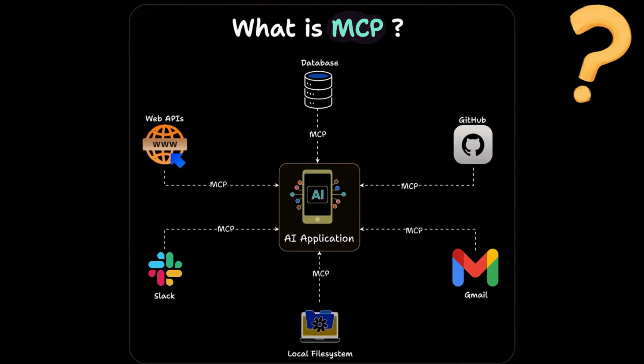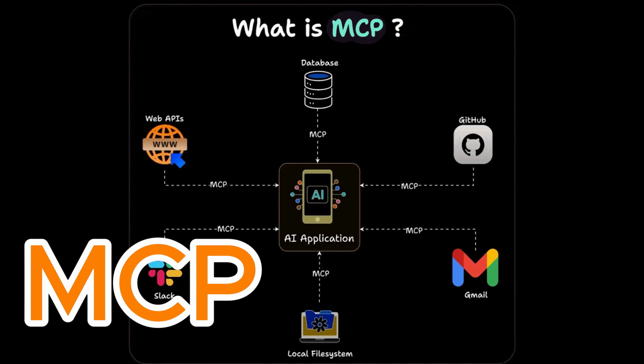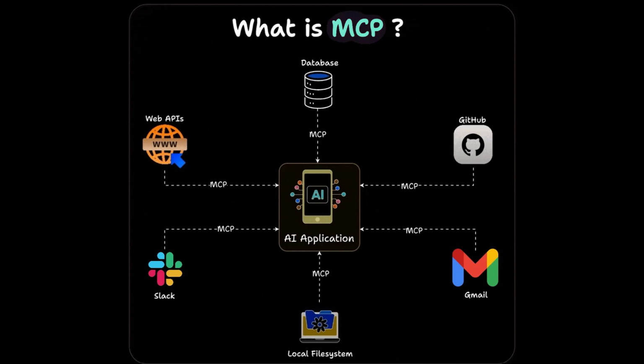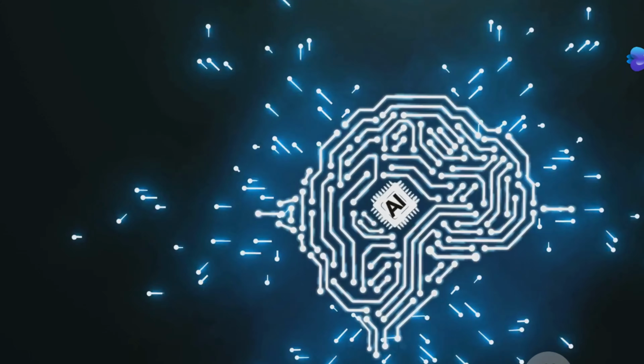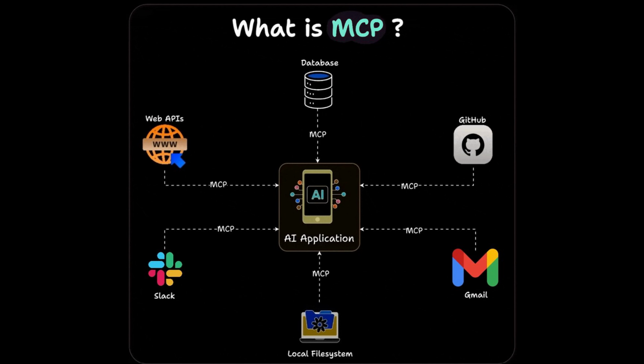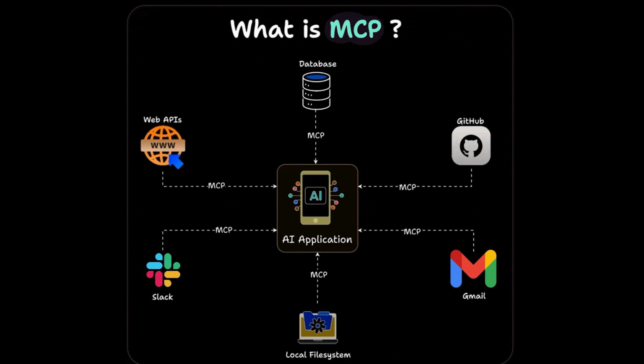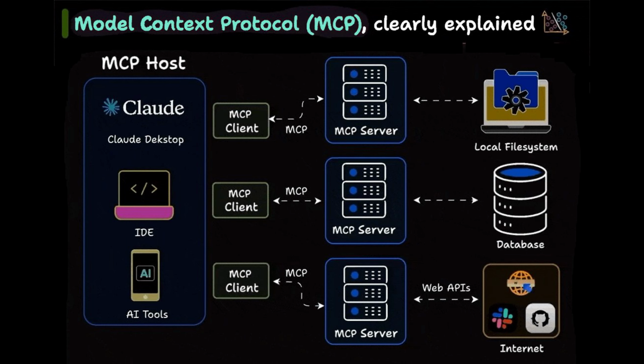So, how does Model Context Protocol, MCP, actually work? Let's break it down step by step. Think of MCP like a USB-C port for AI applications. Just like USB-C standardizes how we connect devices, MCP standardizes how AI apps communicate with different tools, databases, and services. At its core, MCP follows a client-server model. An AI-powered host application connects to multiple MCP servers to access various tools, resources, and prompts.